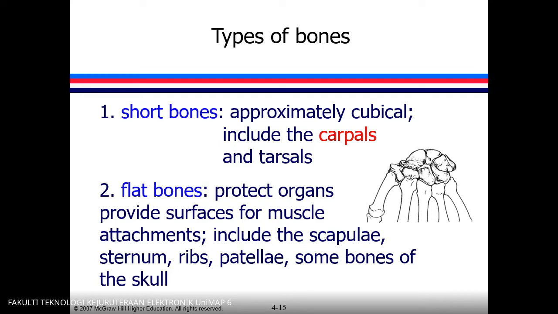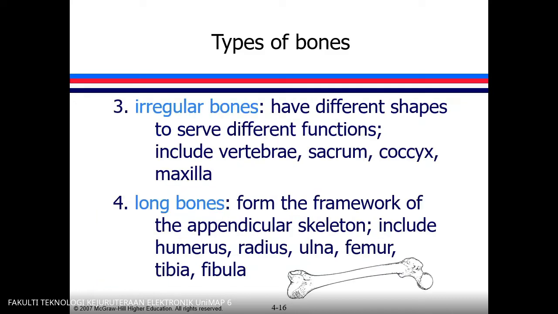So for types of bone, we have short bone, and we have flat bone. Okay. And the third one is irregular bone, and the last one is the long bone. So for examples, irregular bone: we have vertebra, sacrum, coccyx, maxilla. And long bone: we have humerus, radius, ulna, femur, tibia, fibula.